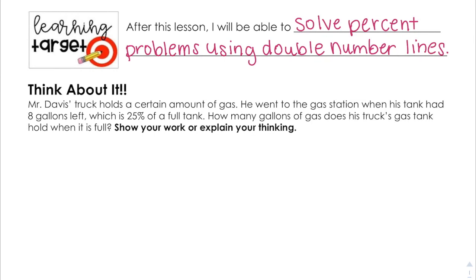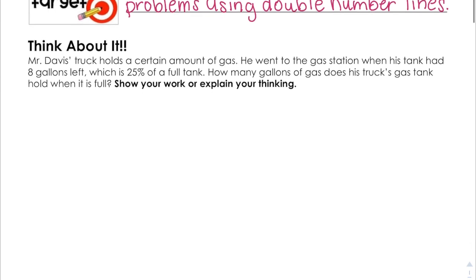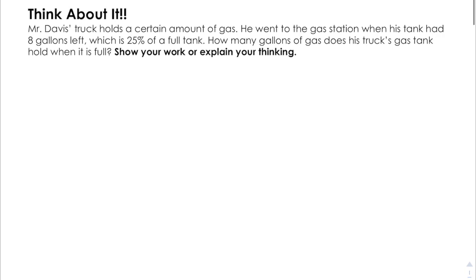All right, guys, hopefully you worked through the problem. I'm going to show you how to work through it. Mr. Davis's truck holds a certain amount of gas. He went to the gas station when his tank had 8 gallons left. And 8 gallons ended up being 25% of a full tank. We have to figure out how many gallons of gas his truck's gas tank holds when it's full.